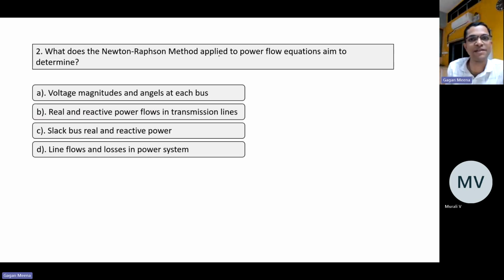What does the Newton-Raphson method applied to power flow equations aim to determine? The voltage magnitudes and angles. Once we know the voltage magnitudes and angles, everything else we can easily calculate. We can calculate currents, and when currents are known, we can calculate power flows, losses, everything.